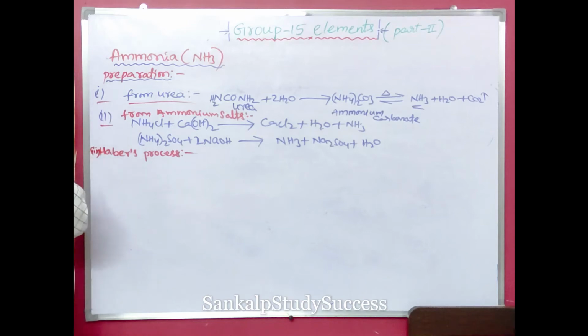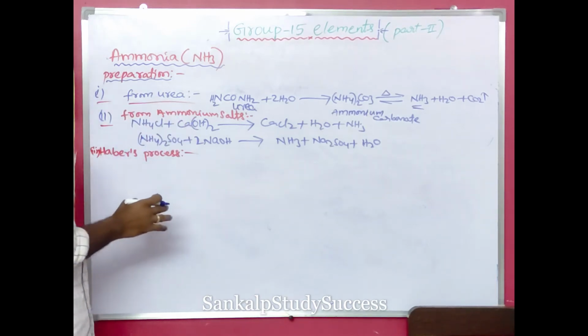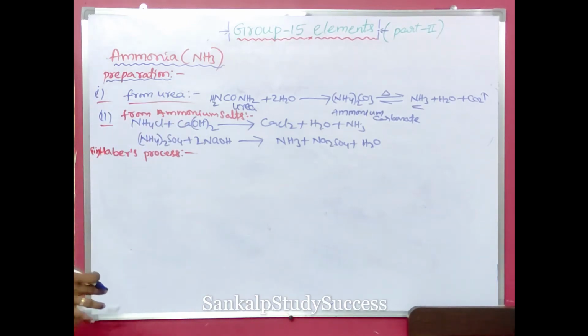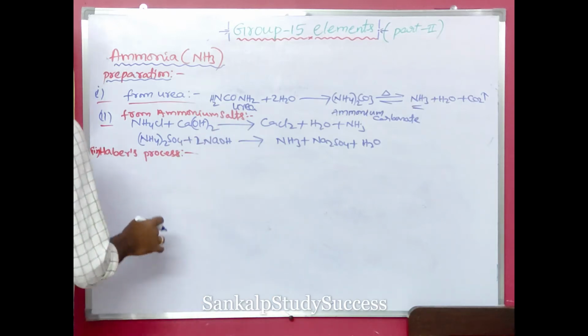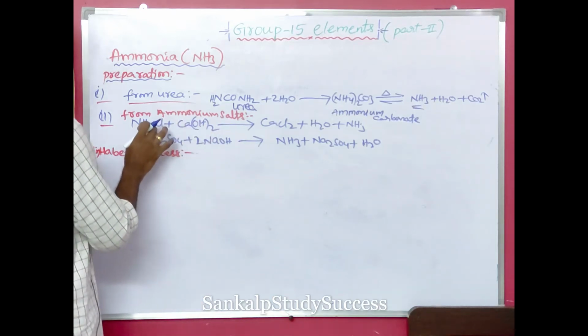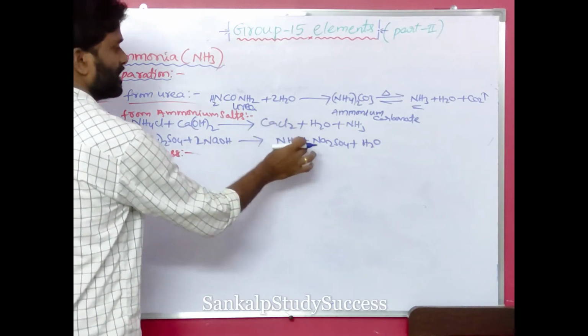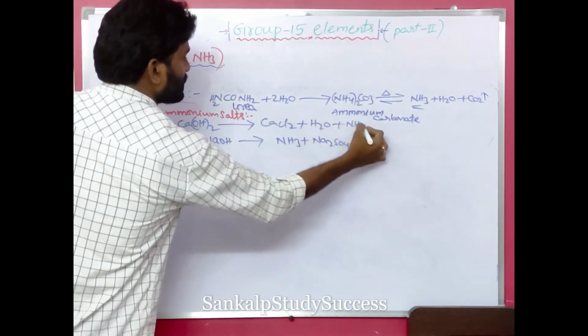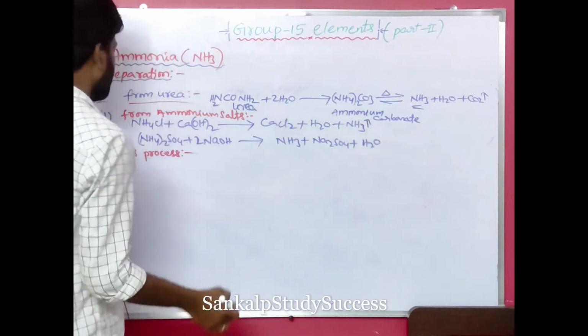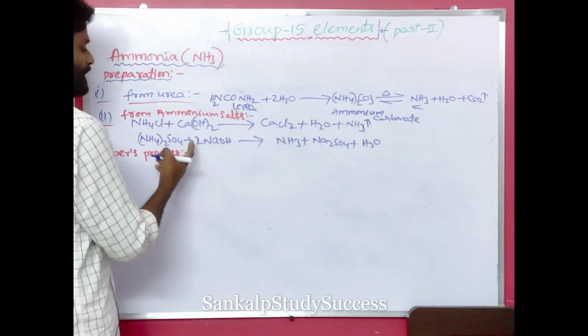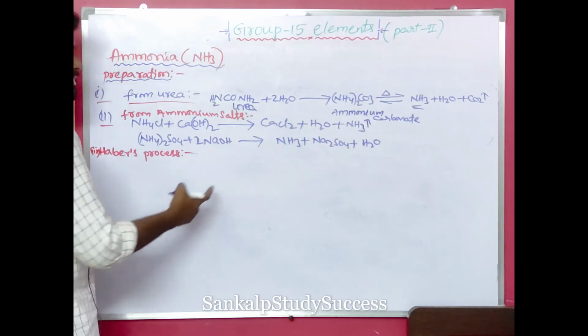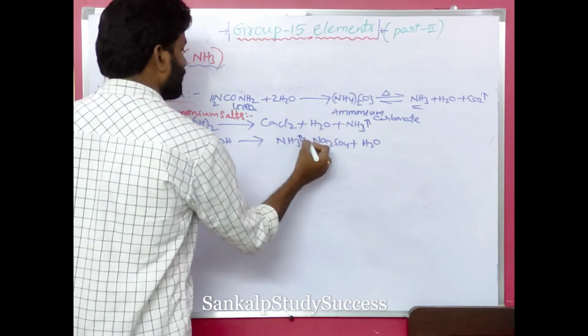Next, from ammonium salts. These ammonium salts can be treated with bases to form ammonia. Ammonium chloride can be treated with calcium hydroxide to form CaCl2, H2O and ammonia. Similarly, ammonium sulfate can also be treated with sodium hydroxide to form ammonia. This is another method.